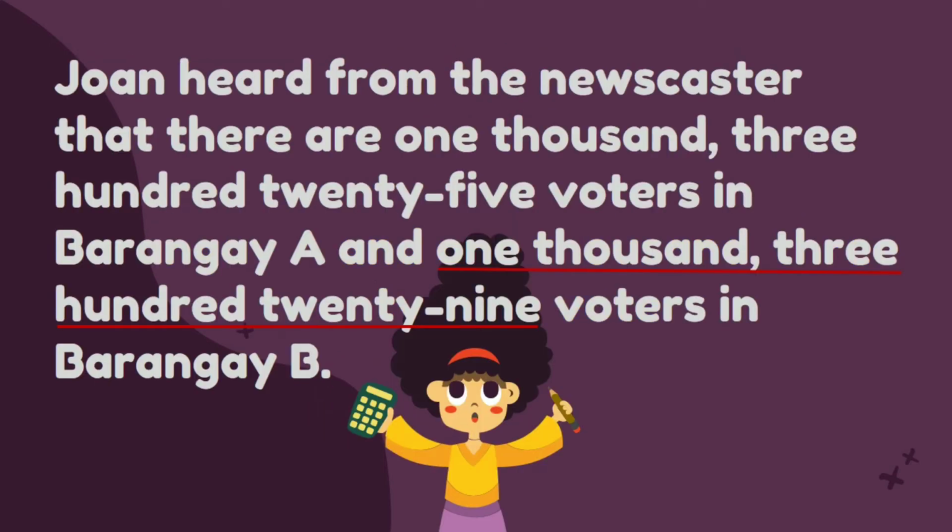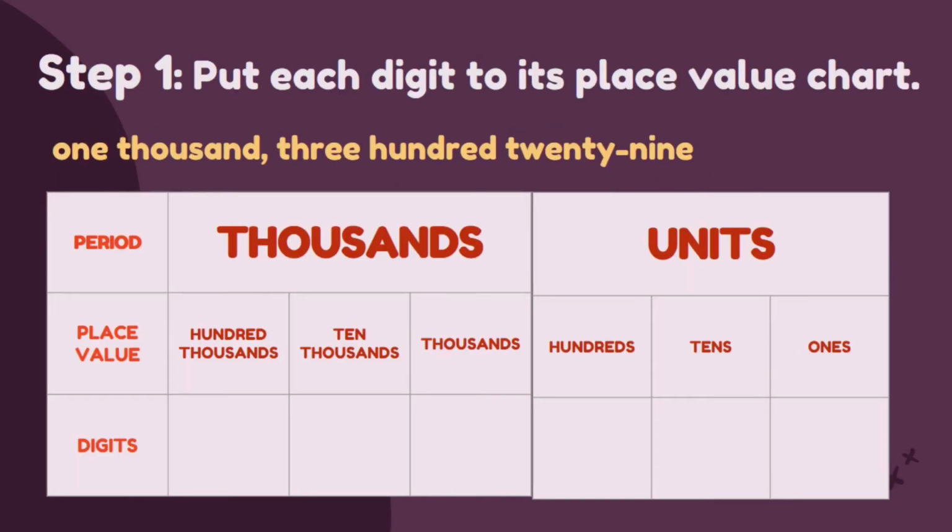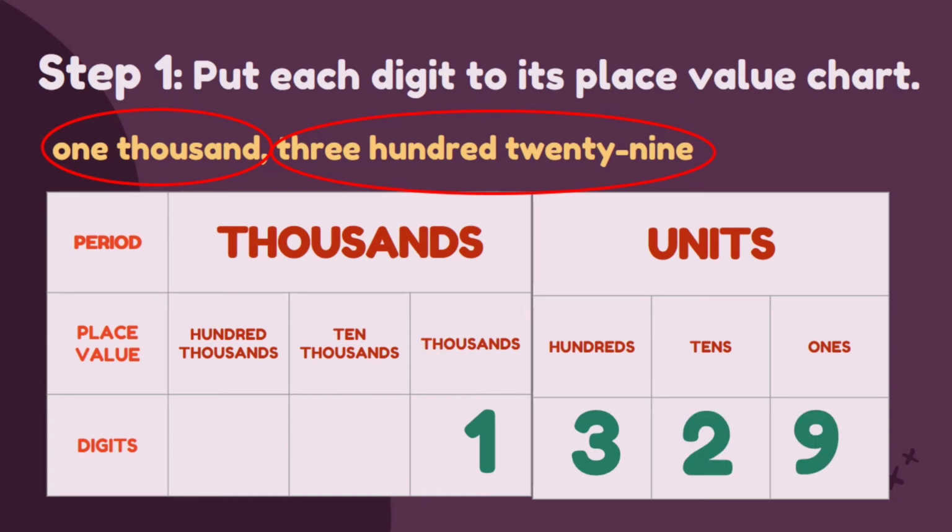Now, let's try to write in symbols the second underlined words, which is 1,329. Step 1. Put each digit to its place value chart. So we have 1,000. We put 1 in the thousands place under thousands period. And we have 329 in the units period. So we put 3 in the hundreds place, 2 in the tens place, and 9 in the ones place.